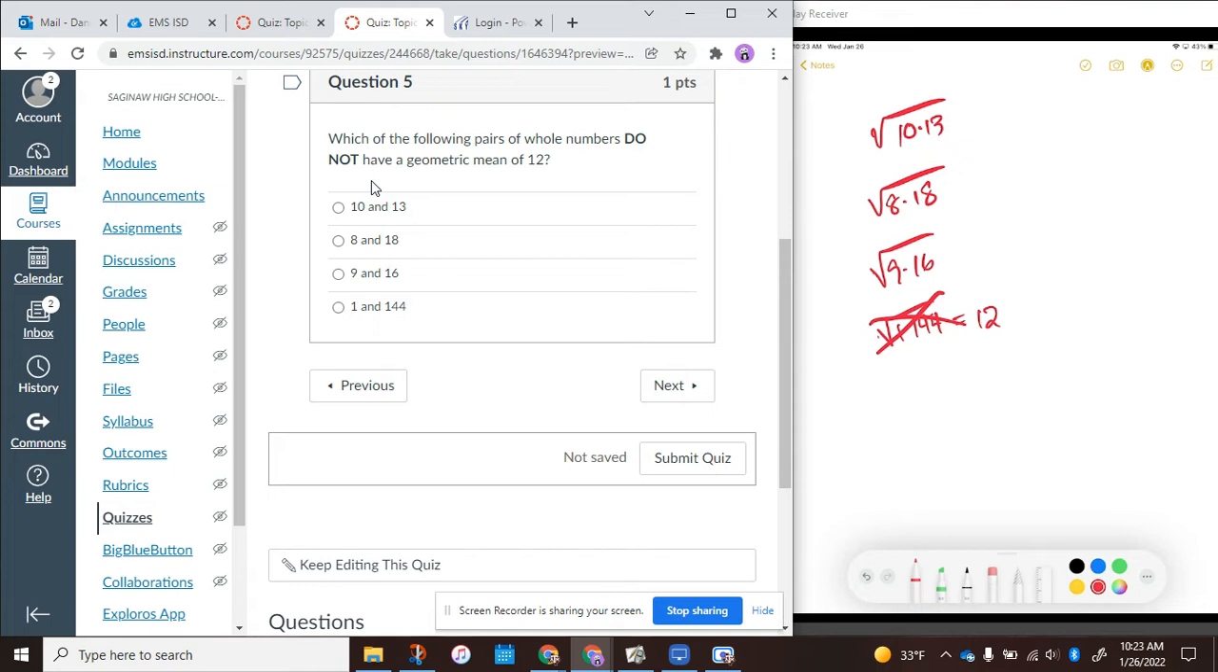We can do the same process for all of them. Okay, you can go 9 times 16 and take the square root, and 9 times 16 is 144, so that one's going to be 12. So that one's out. 8 times 18, you punch that in the calculator. That's also 144, so that's going to be equal to 12. The only option that's not equal to 12 is when you take the square root of 10 times 13. We get about 11.4. All right, that's going to be our answer because it does not have a geometric mean of 12.